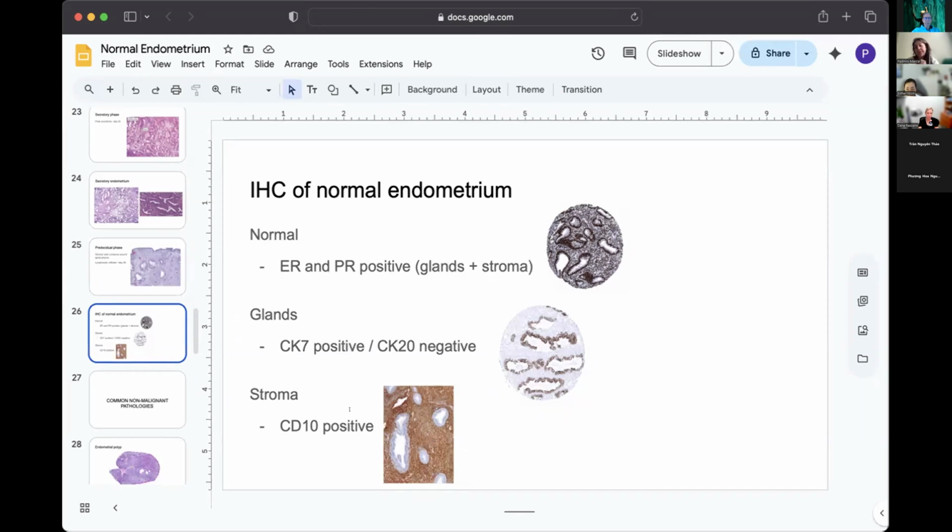And then the stroma, I think a nice one to use, is CD10 positive in the endometrium. So this is great if you are looking to see if there's endometriosis sometimes. With endometriosis, you need to have both glands and stroma present to be considered endometriosis. So CD10 can help tell you whether there is true endometrial stroma there.